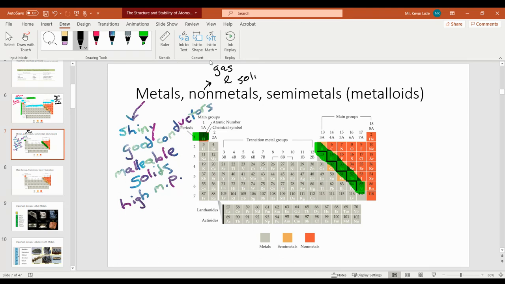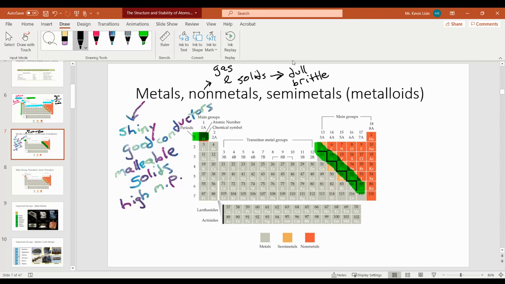And if I specifically talk about the solids, their characteristics are typically the opposite of metals. They tend to be dull, not shiny. They tend to be bad conductors of heat and electricity. They tend to be brittle, so they will crumble rather than bend like metals do. And when they're solids, they tend to have low melting points as well.